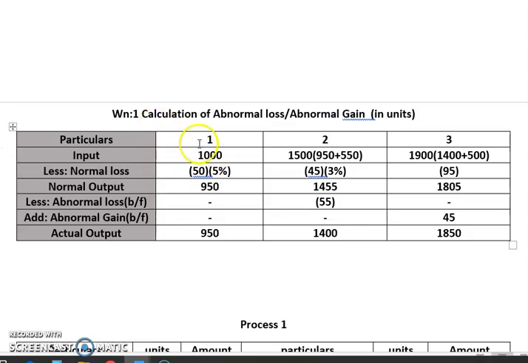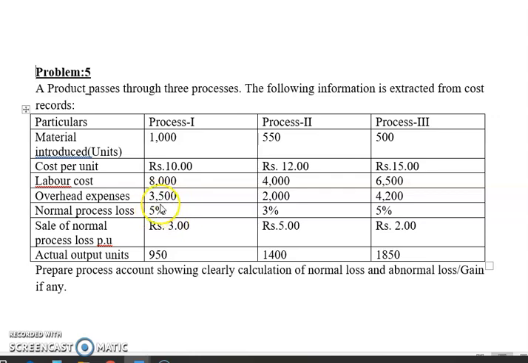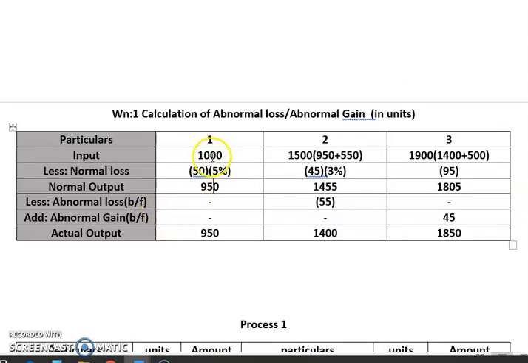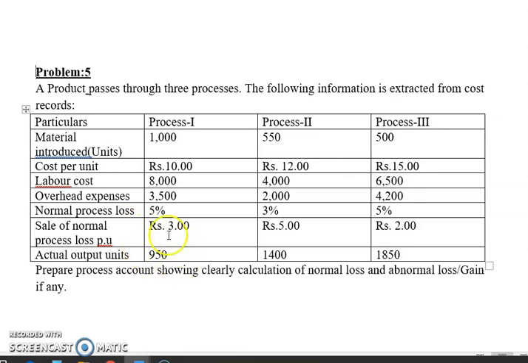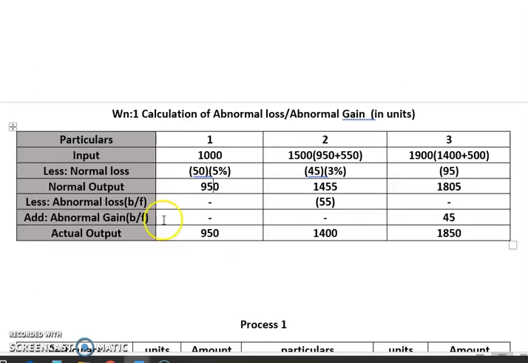So what did I do? I took 1000 here, and the normal loss percentage is 5%. It's given here in the question. So what did I do? I calculated 1000 into 5%, which gives me 50 units. I will get 1000 minus 50, that would be my 950. That is your normal output. And what is your actual output? 950, which means here your normal output and the actual output are matching. Therefore, you will neither have abnormal gain nor abnormal loss.